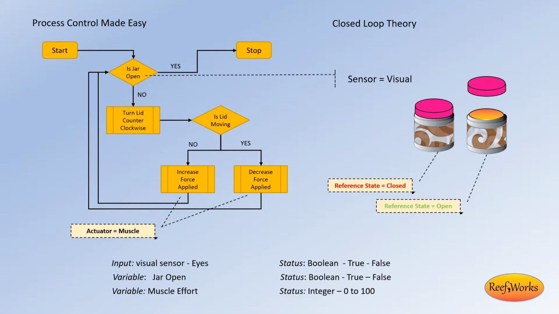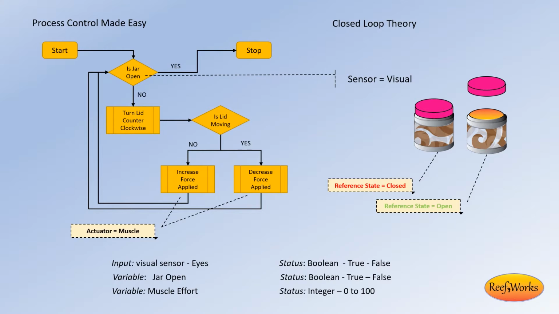So when we look at the flow of action here, the question and action, we have three pieces that we really need to consider. One is the input, so that's our sensor. And in this case, it's our eyes. And the status is Boolean. It is either true or it's false. We also have a variable, which is the jar open state. And we're going to go back to the reference state, either open or closed. So that is a Boolean answer, true or false.